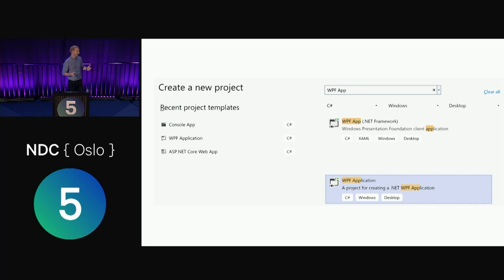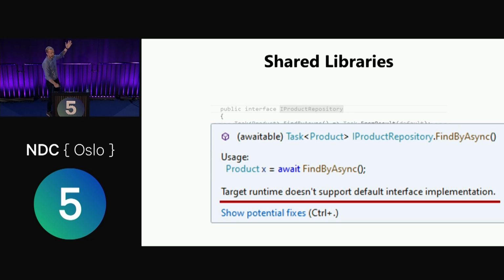If you happen to be writing libraries that target different types of runtimes, and you try to use a language feature that's not supported, C# 8 introduces a language feature called default interface methods. This is only available if you're targeting .NET Core 3.1 and later. So then you'll get a compiler error saying that, well, the runtime you're currently targeting doesn't support this feature.